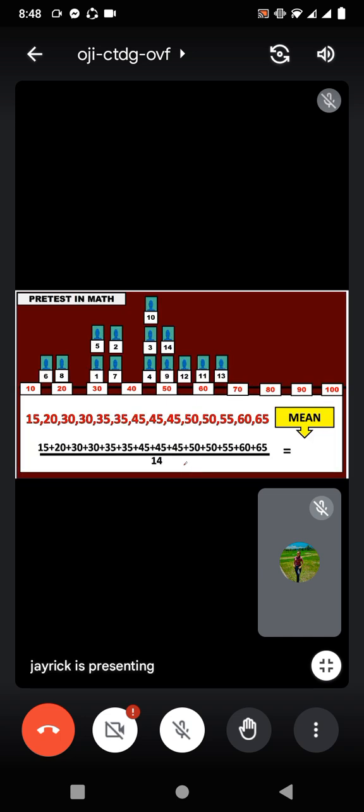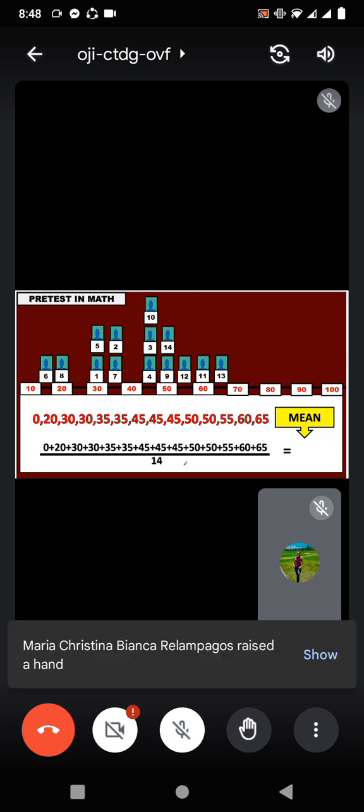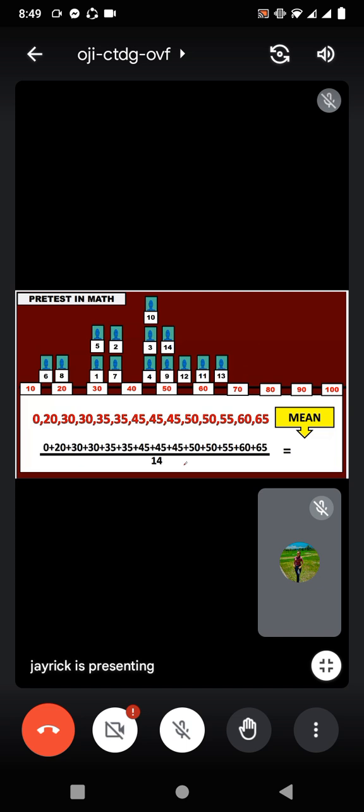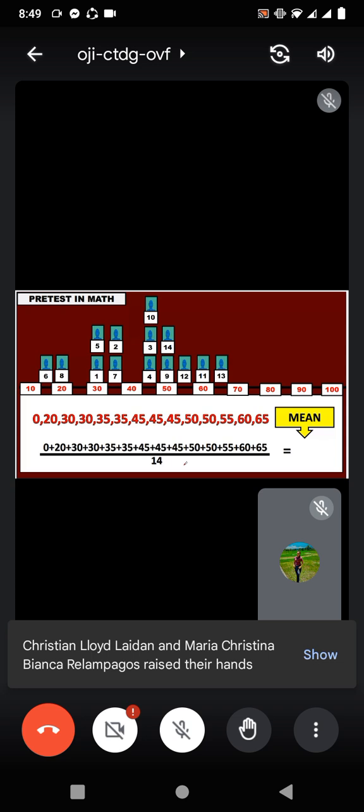Now, based on this, let's have this one. This is the original data set. Now, from this part, what have you observed to the next part? Okay, raise your hand. Let's have Maria Cristina Bianca Relampagos. What have you observed from this part? Wala siya kanang mas highest good, sir. Kanang tama ra gid ang iyang high score nga nabutang, sir. Okay, very good.